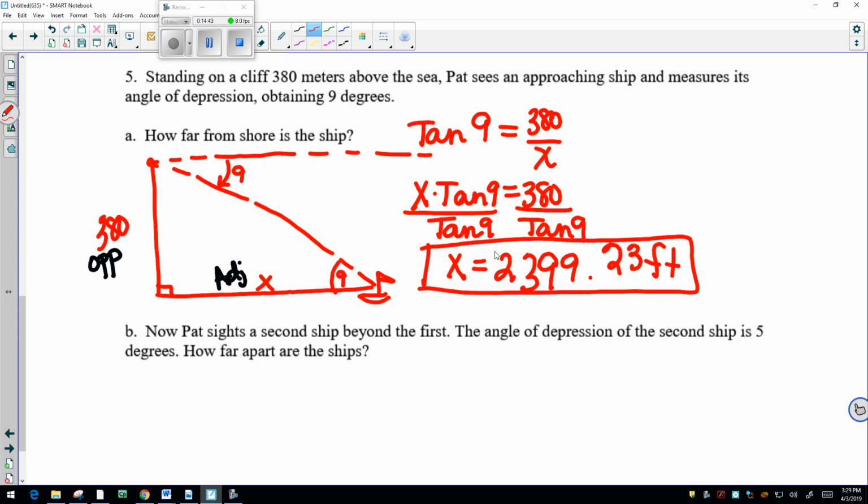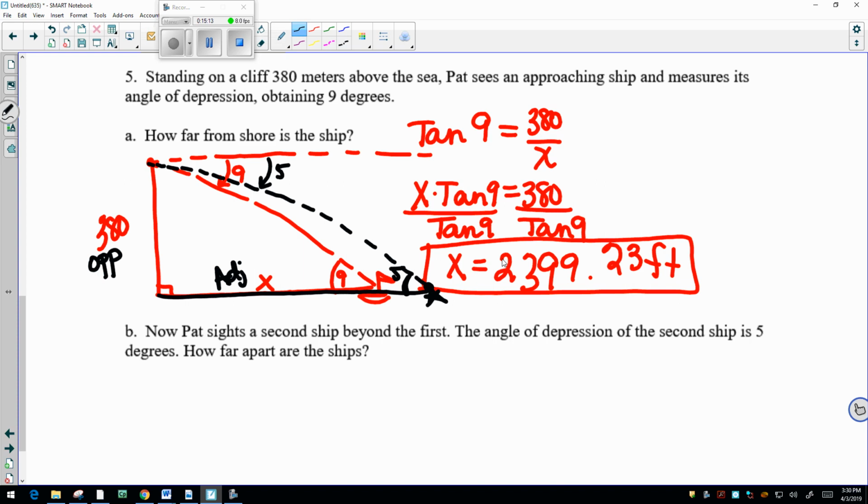Okay, so now part B is saying, now Pat sees a second ship beyond the first ship. And it says the angle of depression of the second ship is 5 degrees. How far apart are the ships? So you have to think, if his angle of depression is only 5, he's not looking as far down. The tilt of his head is not as far down as it was to begin with. So now notice what happens. The second ship is now over here. So that gives us this angle at the bottom to be 5.